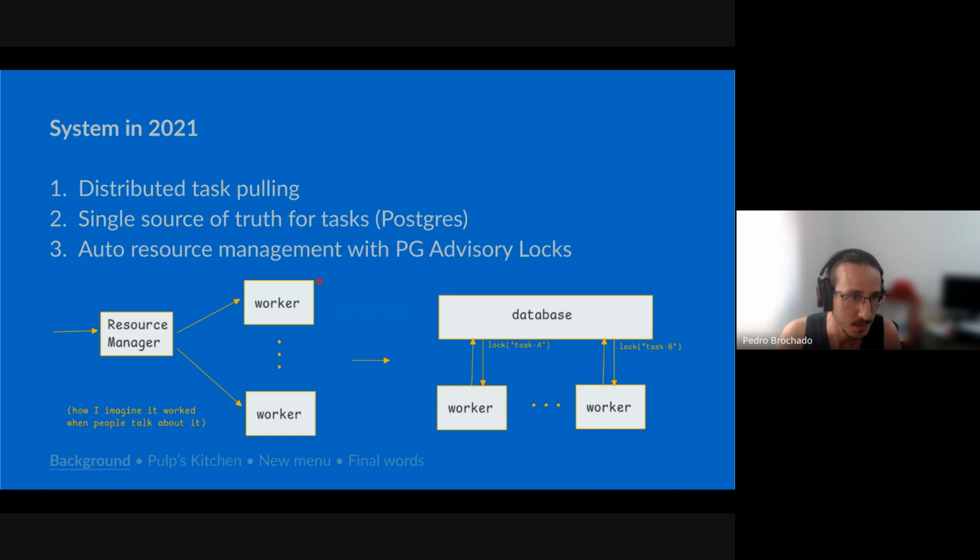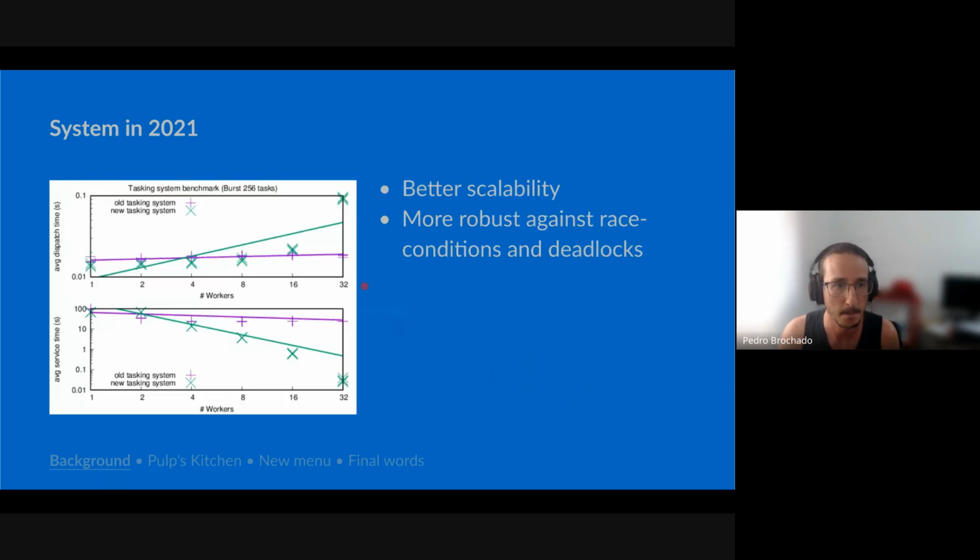Also, PG advisory locks were introduced for handling resource locking. We'll see that in the next section. I won't talk much about the results, but there are some great improvements in service time, and I'll put a link to a blog post from Matthias, which explains some of these results.